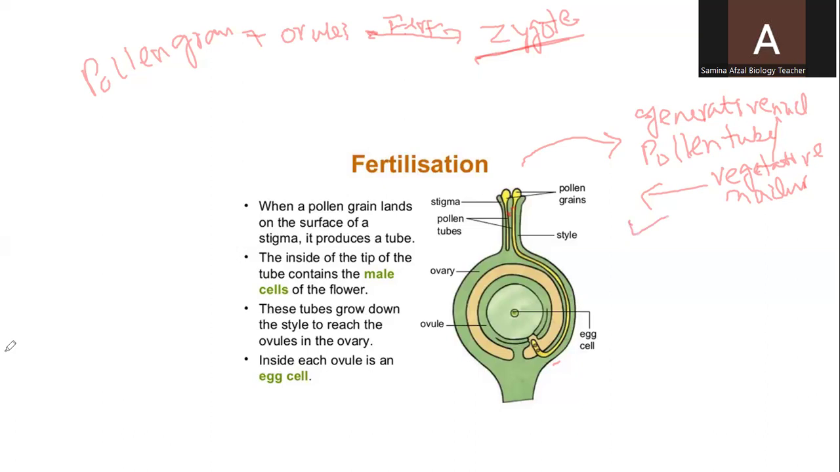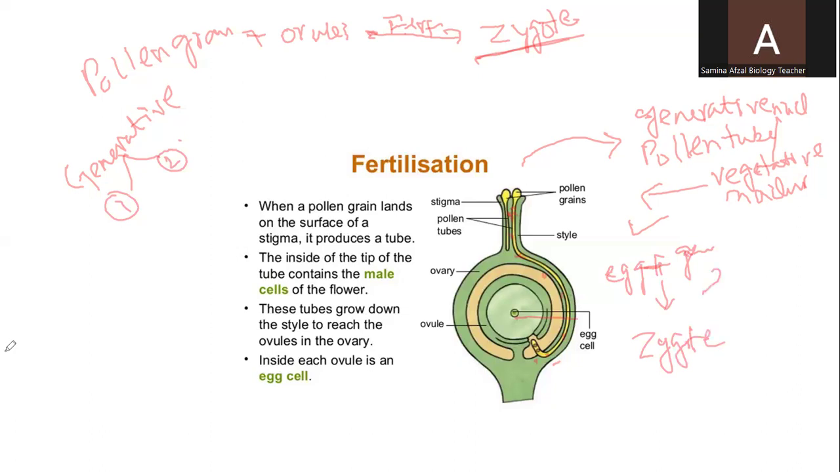So what will happen with this generative nucleus? On its way towards the ovary, it will divide into two. When during its travel it reaches the ovary, one of them will fuse with the egg. So the egg and the male generative nucleus will fuse together to give rise to the zygote, and this process is called fertilization.